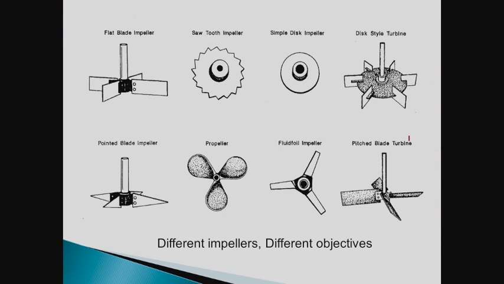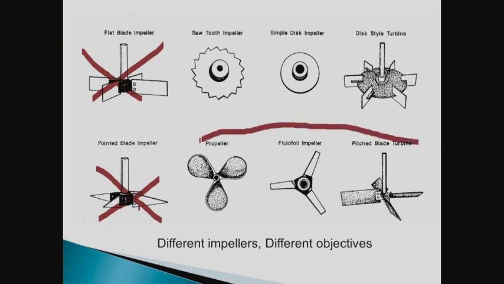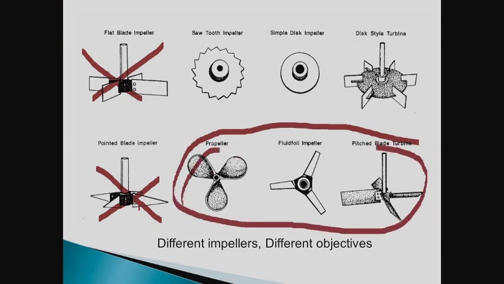And what can I say? I would not want to use this. Primarily it's radial flow. Causes compartmentalization. Point impeller, well, I don't know. You then put holes in these things. Engineers always want to put a hole in it and see what happens. Nothing happens. Anyway, these are very good impellers: the hydrofoil, the pitch blade turbine, and the propeller.